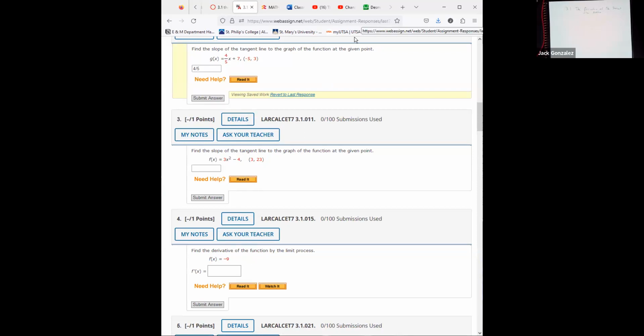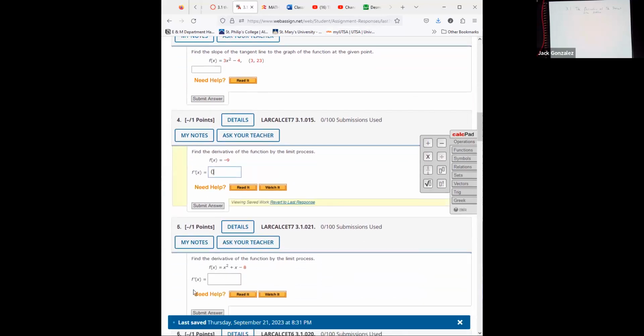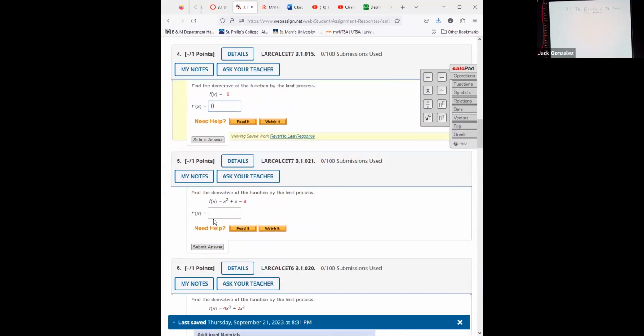It's a horizontal line, which means there's a slope of 0, which means the tangent line is also 0. So the derivative of any constant will always be 0. If you do the limit process, it's going to be 0 anyway. But let's do the limit process on something harder. Let's do 5.